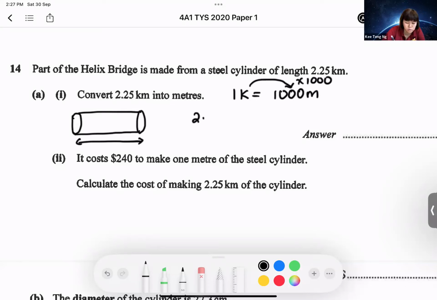So I have 2.25 kilometers. I multiply by 1,000 to change it into meters. That would be 2250 meters.